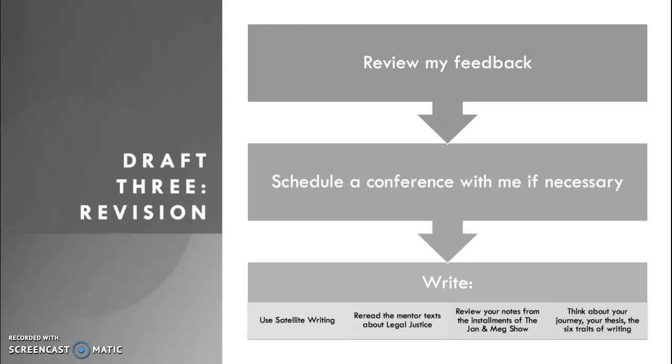So first thing you do is you're going to review my feedback from draft 2. This is the draft that I have printed and written on and given you lots and lots of feedback. So review my feedback first. Then if you're confused or you want to talk to me and just work out things, please schedule a conference with me, and then we can work out any details that you still are confused about.